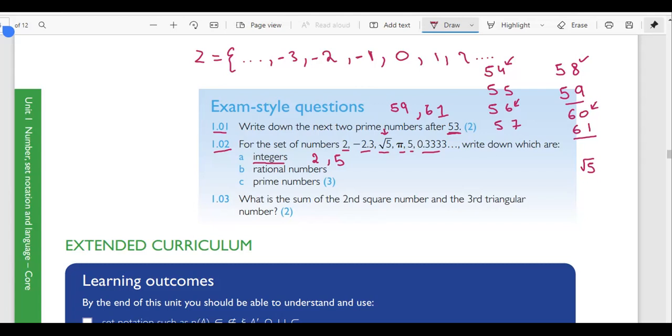So Saneem and Amir, is this clear? Yes, it's clear. Okay. Now Saneem, I want you to tell me the set of rational numbers. 2 is a rational number, minus 2.3 is a rational number, 5 and 0.333. Okay, so you are saying 2 is a rational number, minus 2.3, then 5, right? Excellent. Very well done for these three.